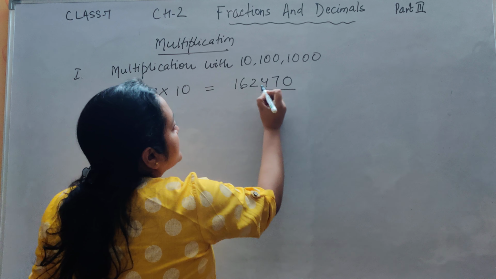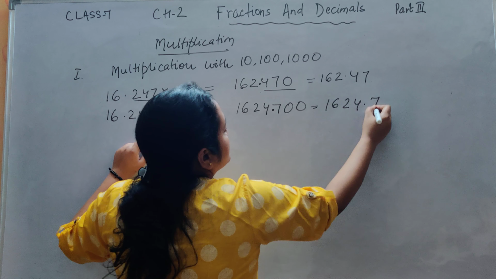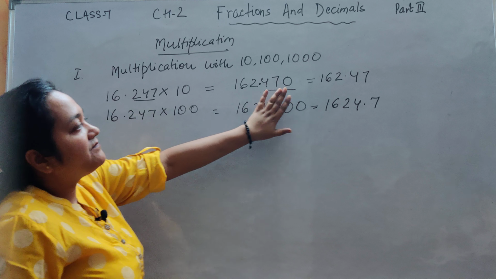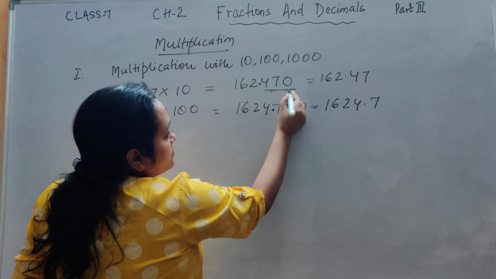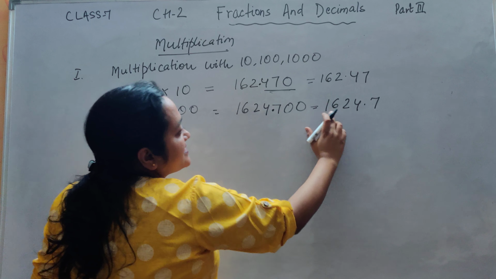162.47. So what if I multiply this number with 100? The process will be the same. First I will multiply 16247 with 100. What do I get? I get 1624700, and 1, 2, 3 decimal places. So the decimal will come over here. I will write it as this, because zeros at the end of a decimal number have no value. So I can write it as 1624.7.